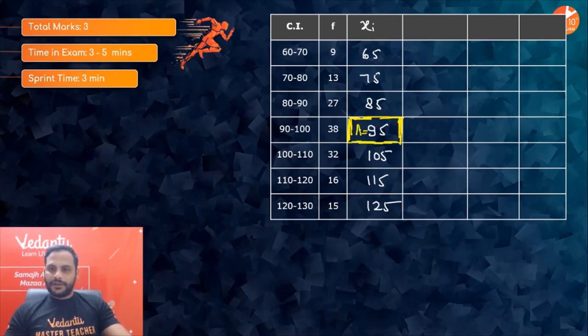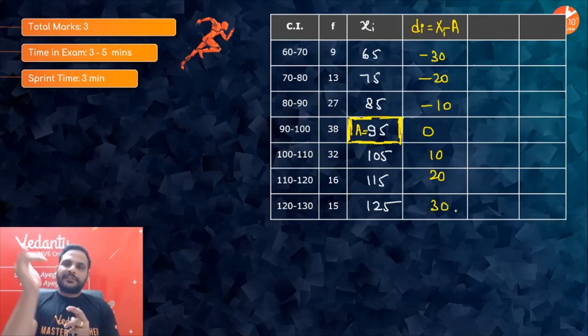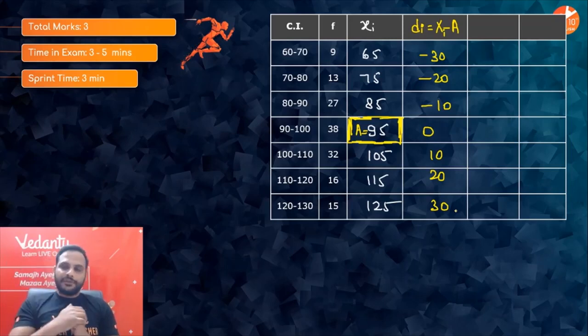95 is equal to A. So I'll get the value of D, same as the previous step, is equal to X minus A. 65 minus 95 is minus 30, minus 20, minus 10, 0, 10, 20, 30. Alright, so this is till here. It is same as the shortcut method or assumed mean method.